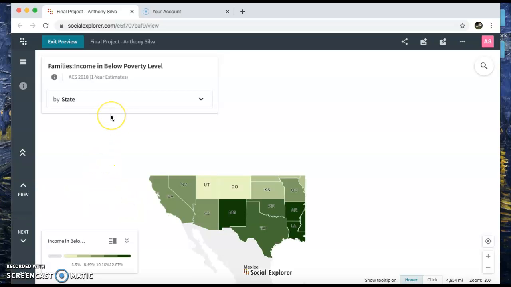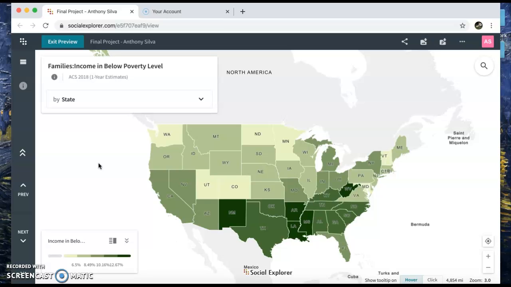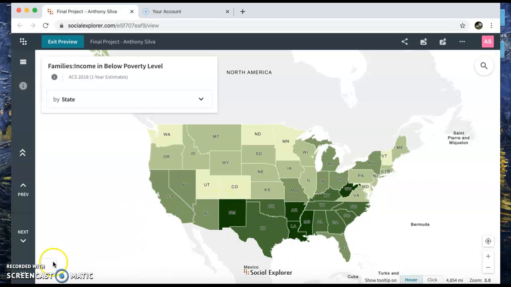So for the next one, I mapped the percentage of families that have an income below the poverty level in the United States. So this, I got, more or less what I expected. The South was well represented. It had a good percentage of families.